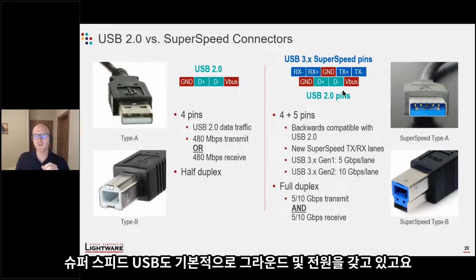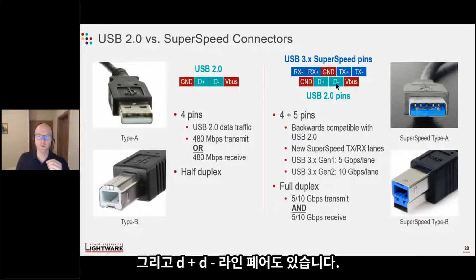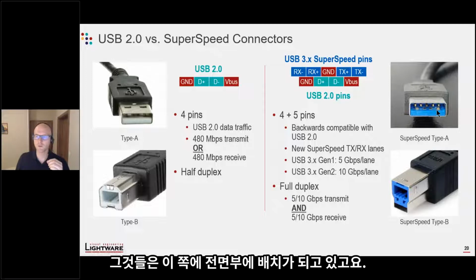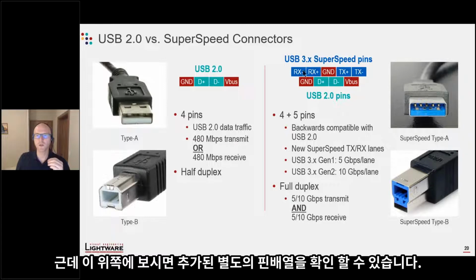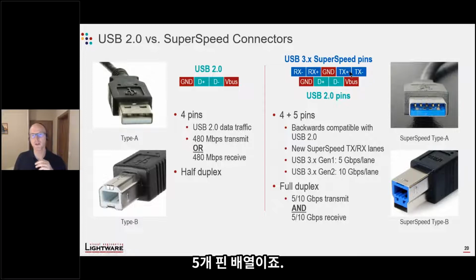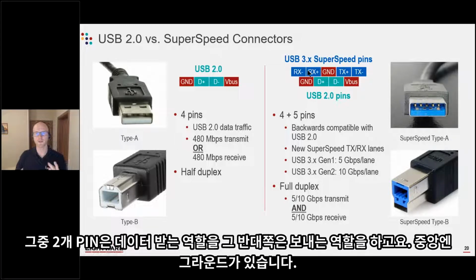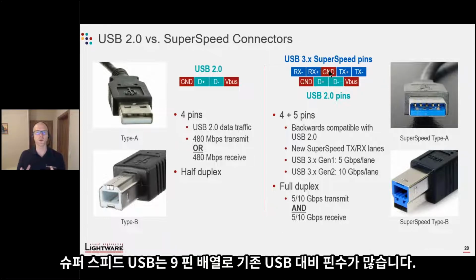So super speed USB kept the original ground and power pins and the D plus D minus wire pair. Those ones are in the front here and in the bottom part here. But it also added another row of pins here in the back, 5 additional pins. 2 of them are receive wire pair and transmit wire pair, and the ground in the middle. So in total, super speed USB has 9 pins versus 4 pins.